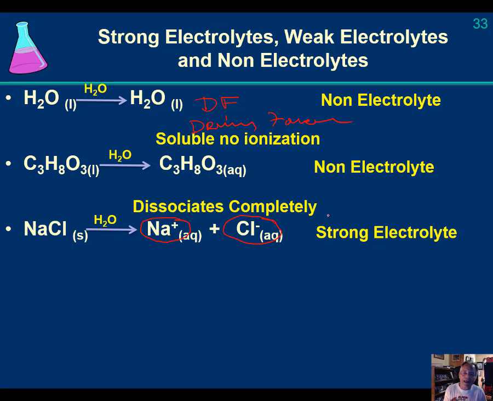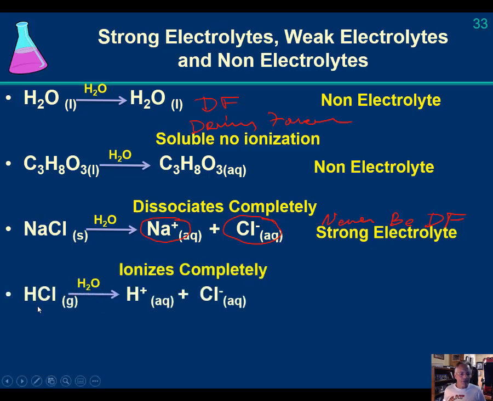Strong electrolytes can never be driving forces. So if you see a strong electrolyte on the product side of your reaction, do not choose that as your driving force because it can't be one. What driving forces do is they remove ions from solution. And strong electrolytes, they're putting ions in solution. Let's see what else we've got. We've got HCl. It's a strong acid. It ionizes completely, so it's a strong electrolyte. It can never be a driving force for a reaction.